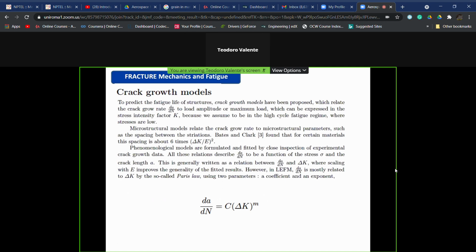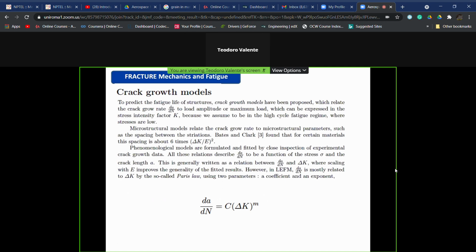We assume now to be in the condition of a high cycle fatigue regime, where generally speaking, the stresses are lower than the yield strength, but locally stresses can be higher than the yield strength. Just remember the simplified elastoplastic fracture mechanics models at the crack tip.